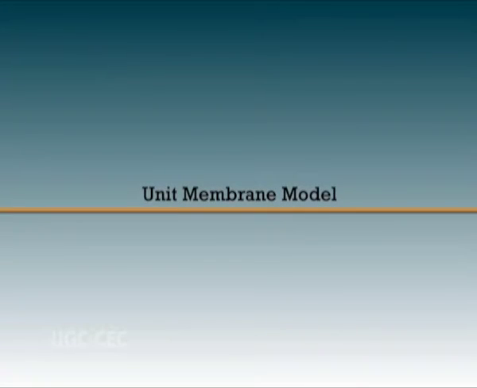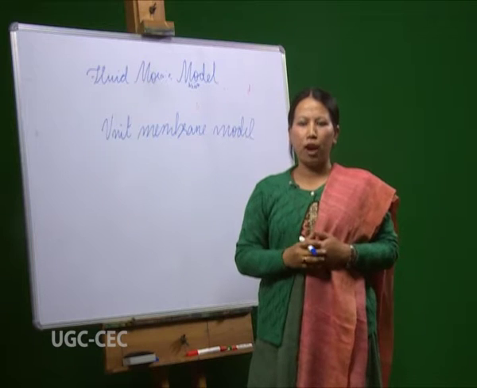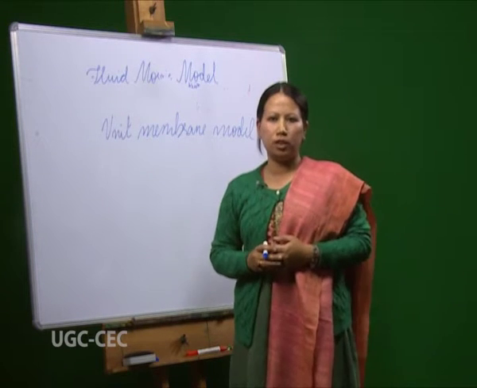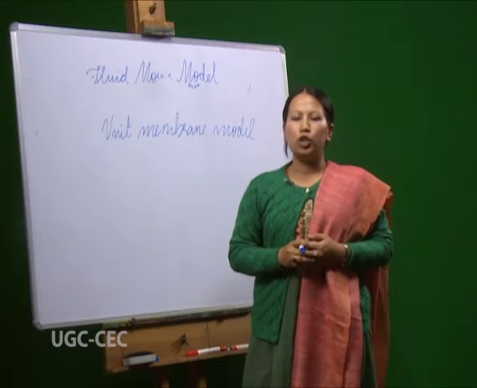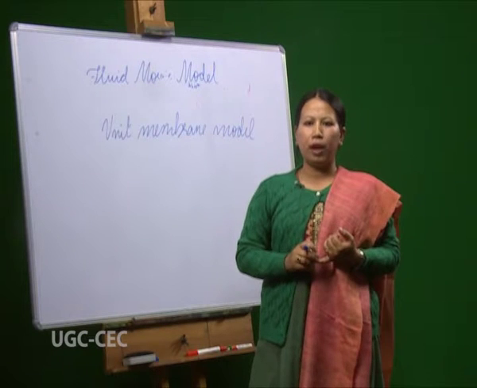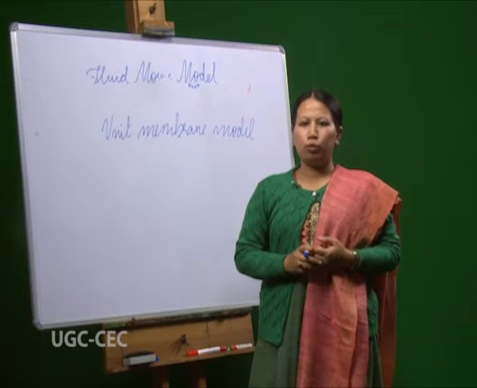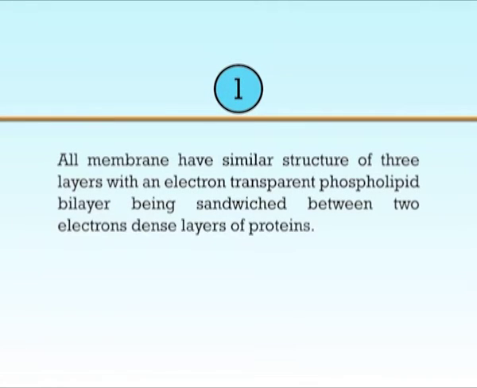Next, we'll see the unit membrane model. The hypothesis led by Danielli and Davson was modified and refined particularly by J. David Robertson in the year 1959 into the unit membrane hypothesis. Robertson worked on the plasma membrane of red blood cells under electron microscope and gave the concept of unit membranes, which means that, number one, all membranes have similar structure of three layers with an electron transparent phospholipid bilayer being sandwiched between two electron dense layers of protein.